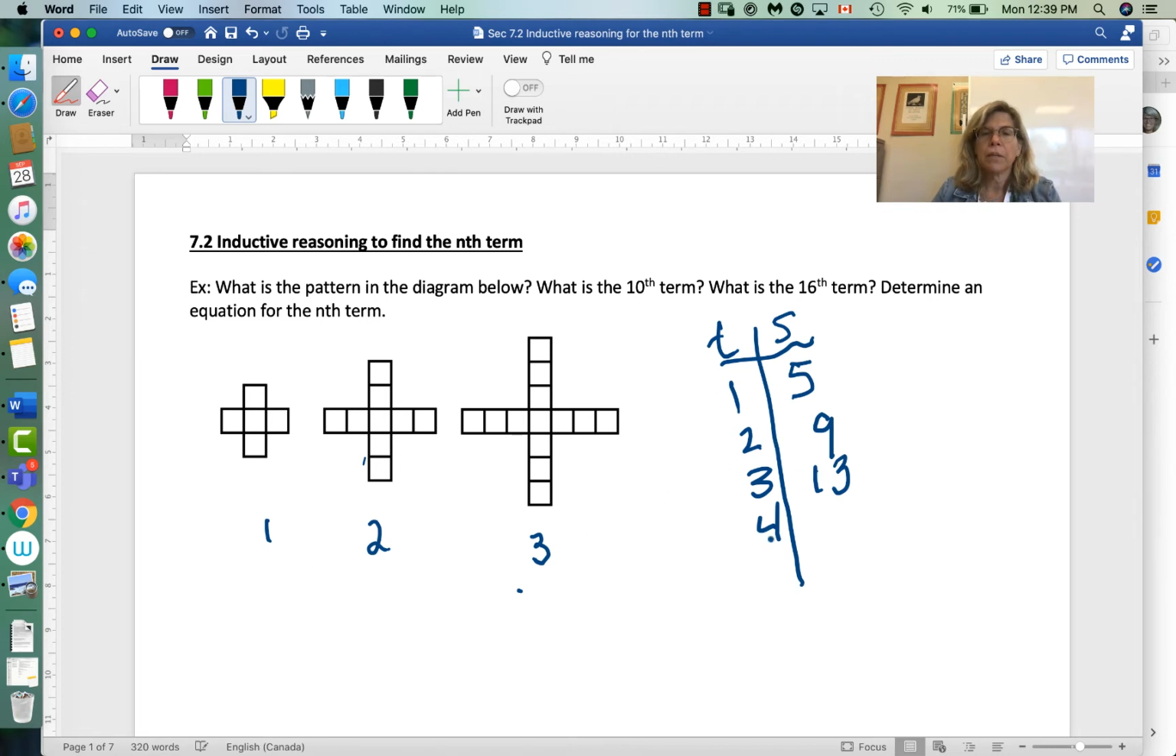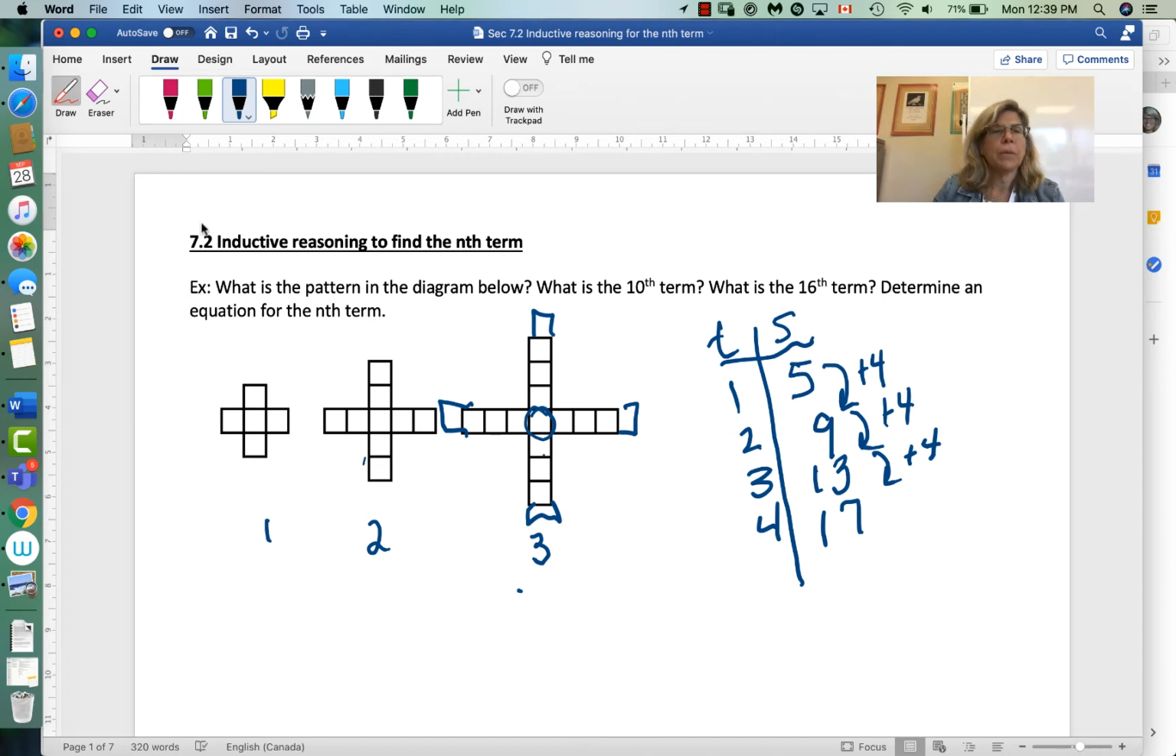And so you could say for term 4, well, each of these seems to be going up 4. Right? And this goes up 4. So for term 4, it would probably be 17, wouldn't it? Because it's going to go up 4. So you would have one more here, and one more here, one more here, and one more here. And that's 1, 2, 3, 4 times 4 plus 1 gives you 17.